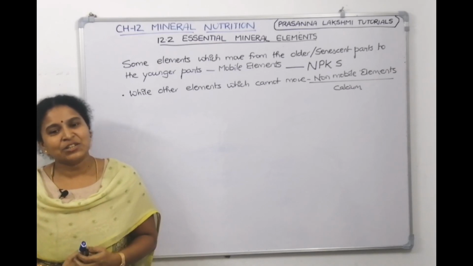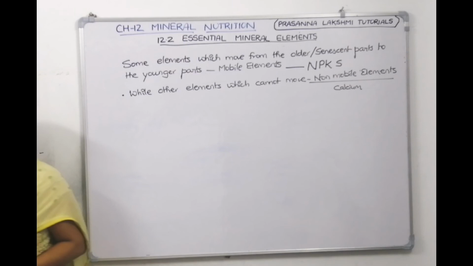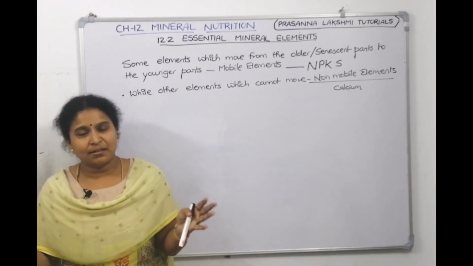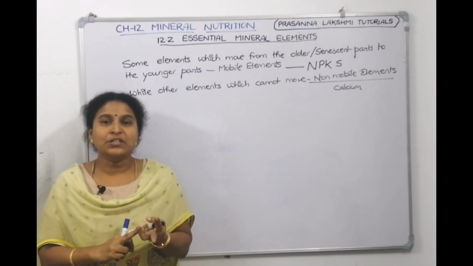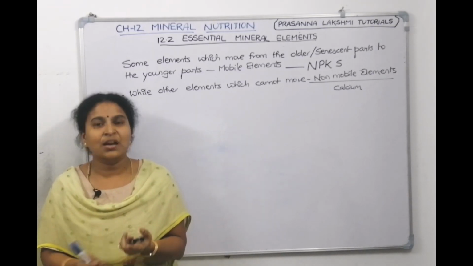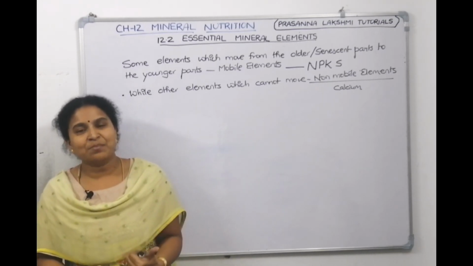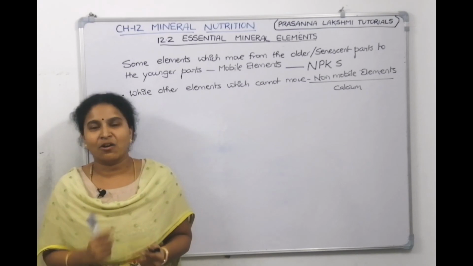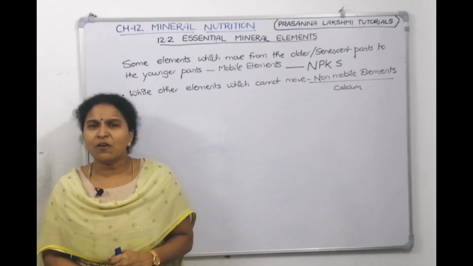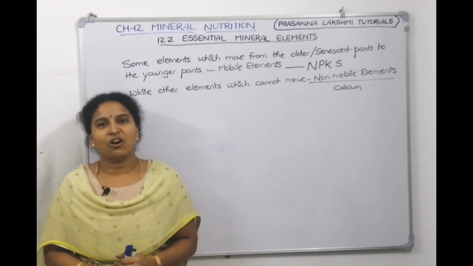What did we discuss in today's class? We discussed about how many elements are there in the environment, out of which how many are essential, how many are non-essential, how many are beneficial, non-beneficial, their names, how many are mobile, how many are non-mobile, we discussed. In the next class, we'll talk about criteria of essentiality, and we will continue with the remaining topics.